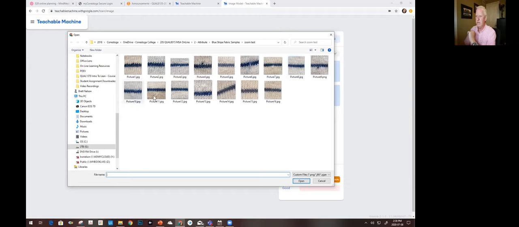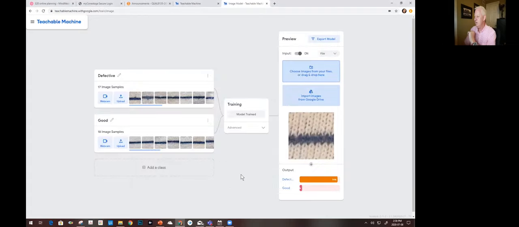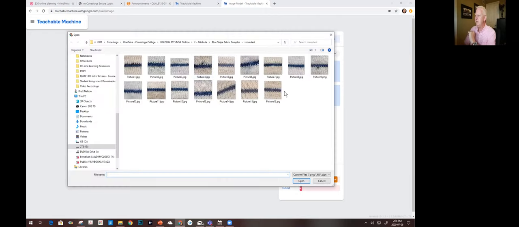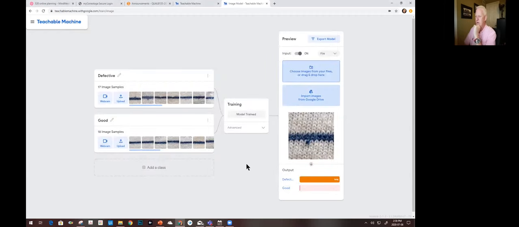But let's see, another stretch of good. Well, that one's a little blurry. So these are not brilliant images. But certainly on something that's a bit more obvious.